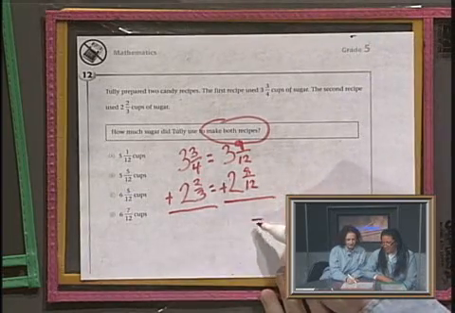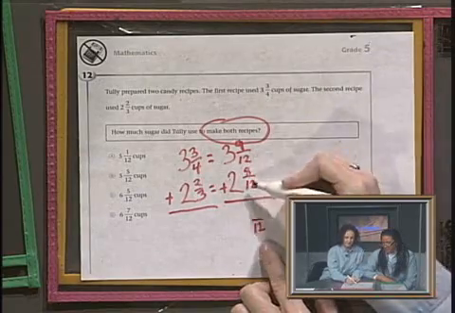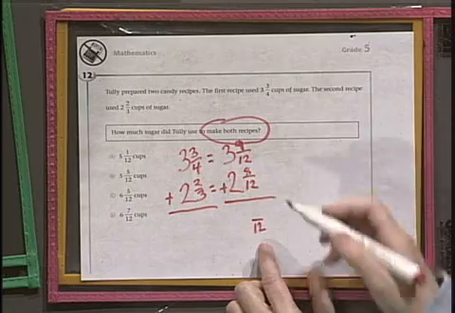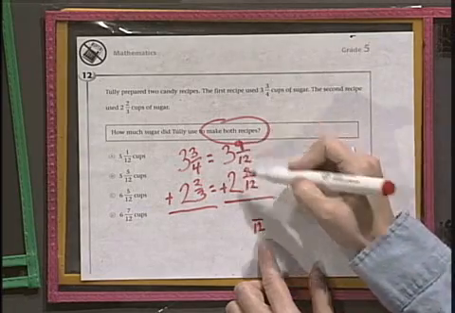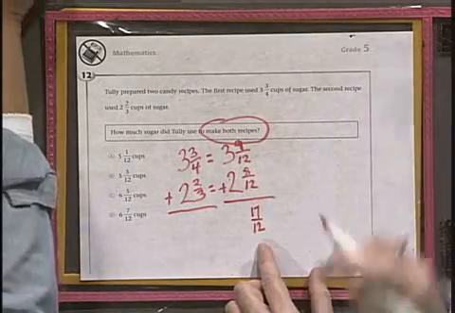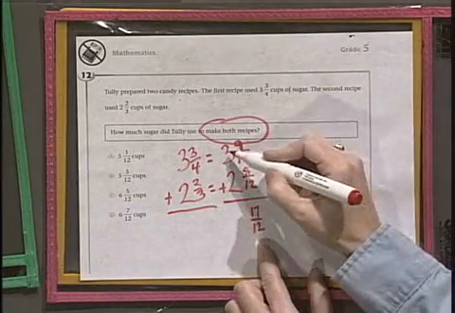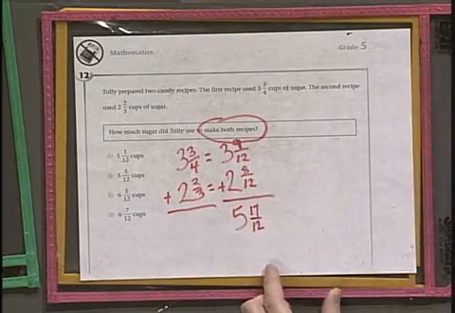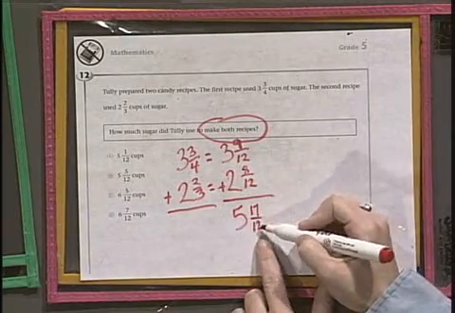I'm going to write my denominator down here, because we never, ever add or subtract our denominator. We can now add our numerators. 9 plus 8 equals 17. We're going to come back and talk about that in a minute. And we can add our whole numbers. 3 plus 2 equals 5. So our answer is 5 and 17/12.